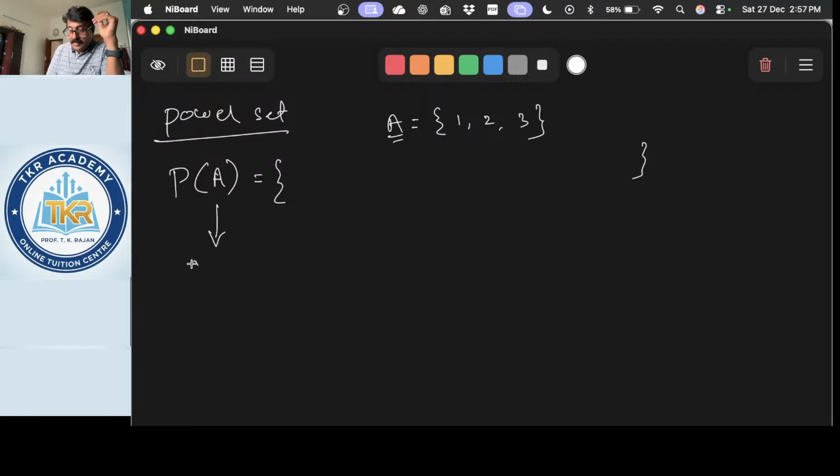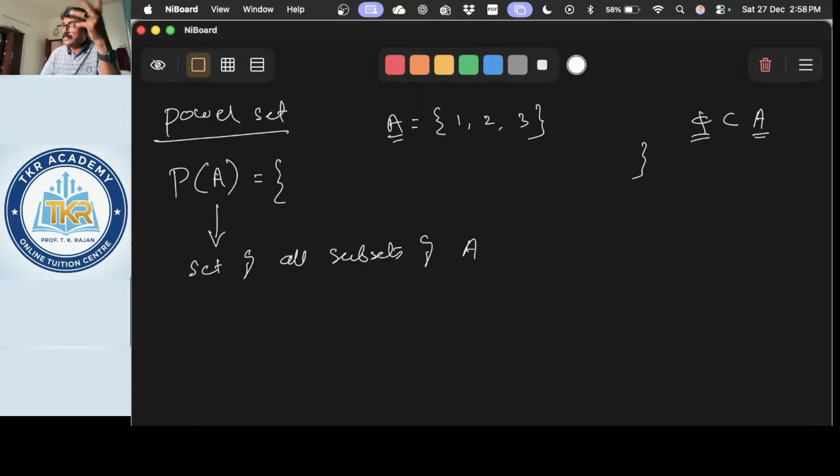P(A) is the set of all subsets of A. All subsets. For example, here A is equal to {1, 2, 3}. What are the subsets of A? Now, when we write all the subsets, the empty set is a subset of any set A. Phi is a subset of A. The empty set is a subset of A.